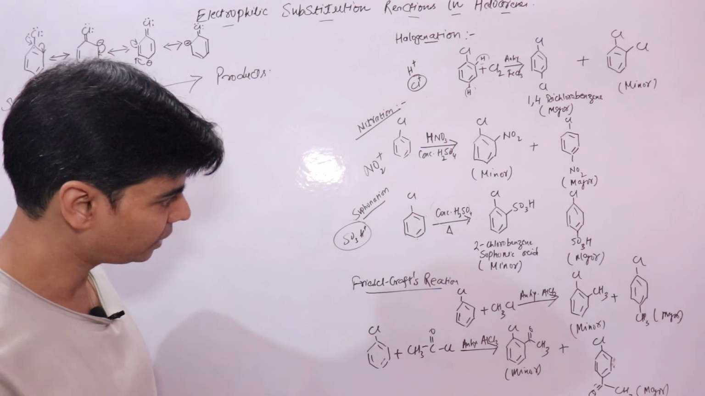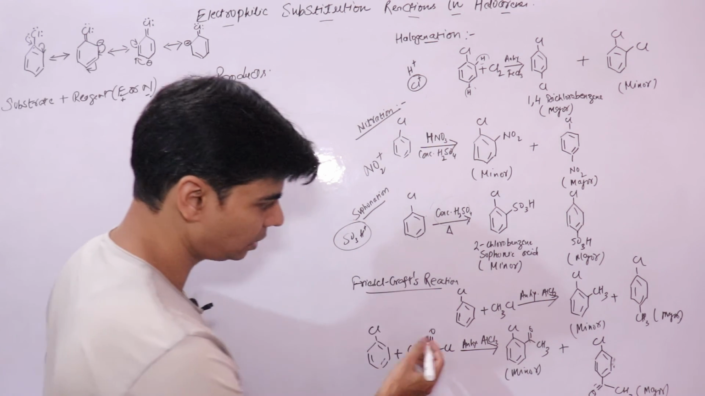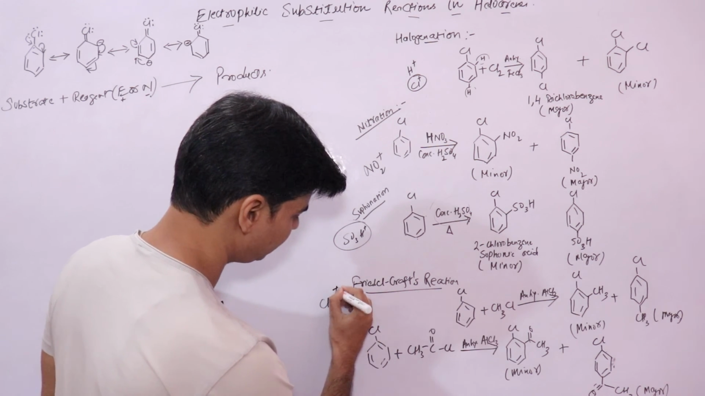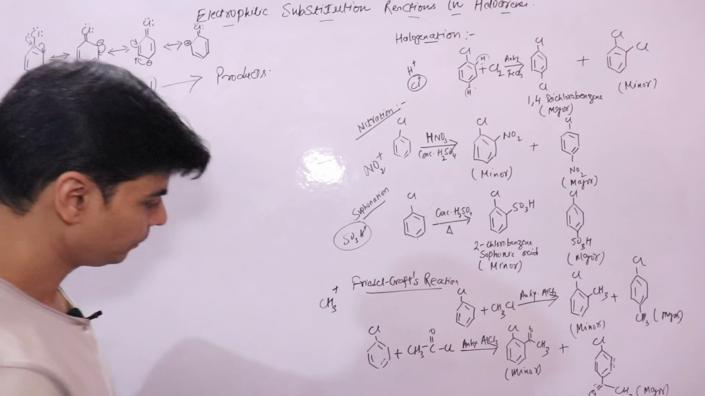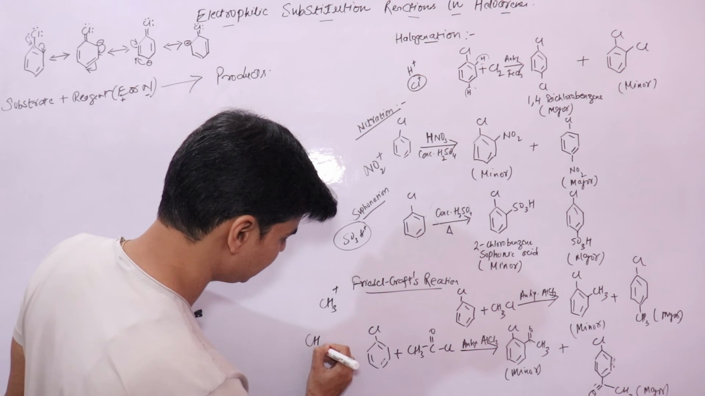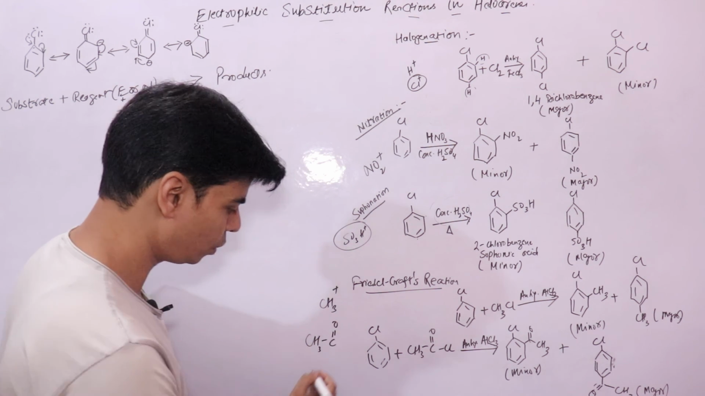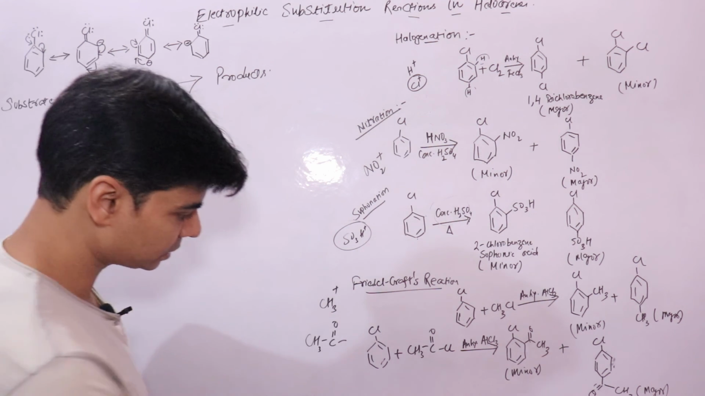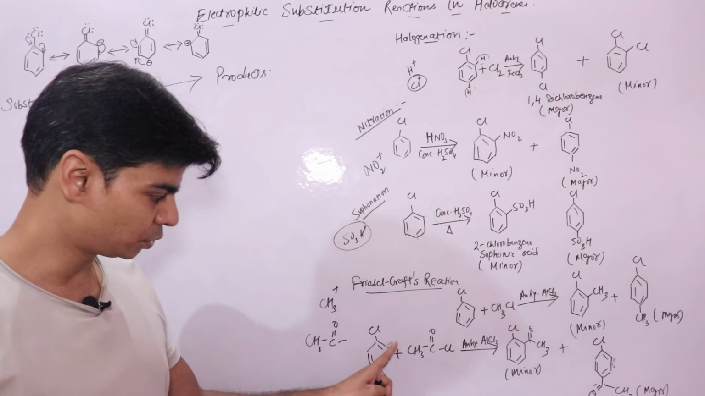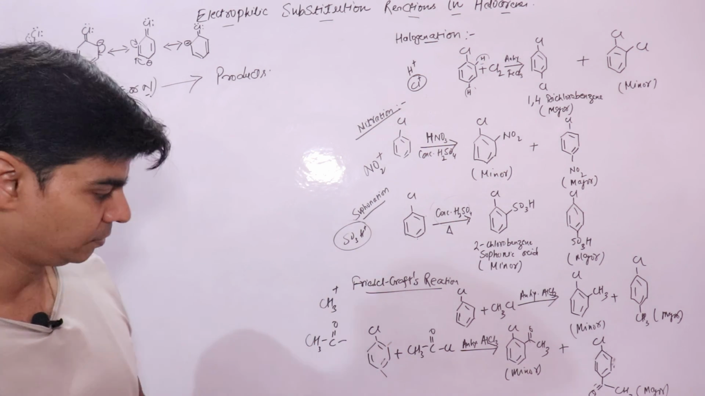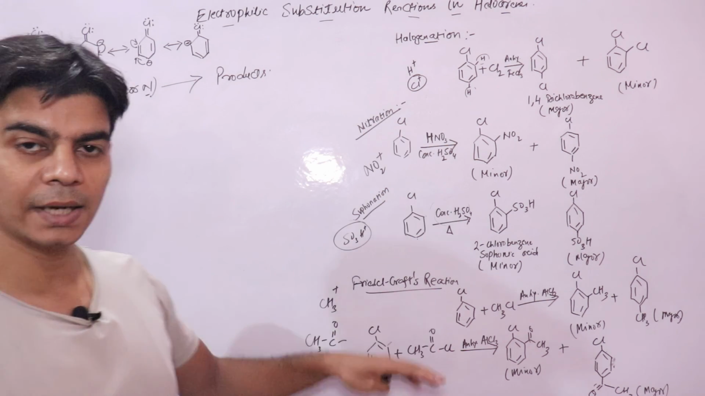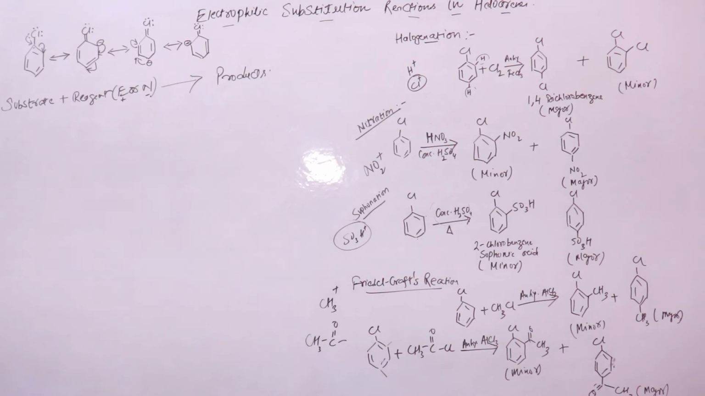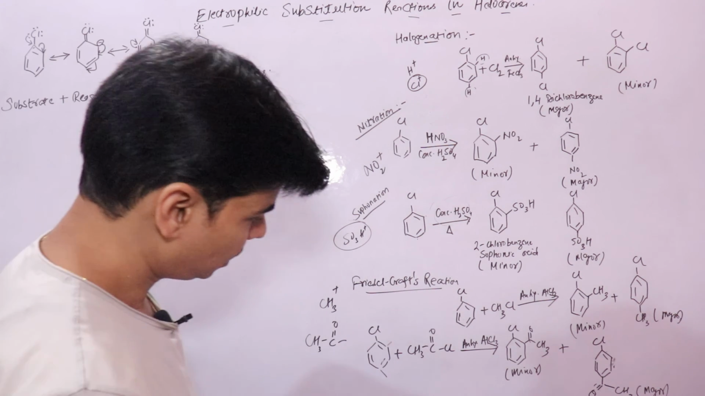Similarly, in the Friedel-Crafts reaction, which is a very important reaction, in this reaction you have CH3+ as the electrophile. In this reaction you have CH3C=O as the electrophile. So these two electrophiles are going to replace hydrogen at this and this position. We call these two positions ortho and para. We'll understand this in detail, why ortho and para products.